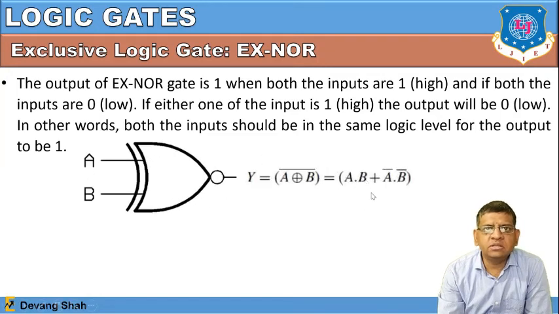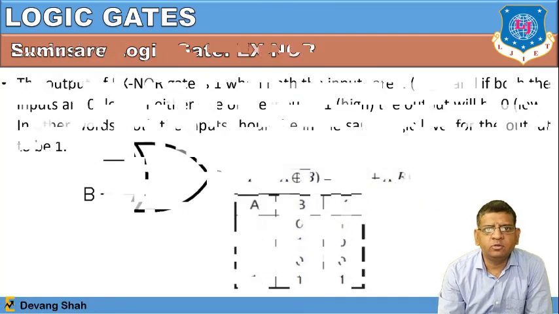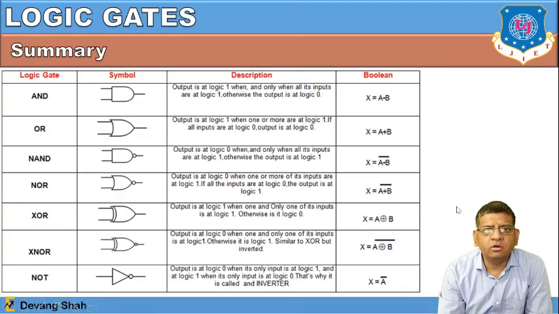This is the symbol of the XNOR gate, which has the Boolean function y is equal to a dot b plus a bar into b bar. It is the complement of the XOR gate. In the truth table, if a and b are both 0, the output is 1. If A is 0 and B is 1, the output is 0. Same way, if A is 1 and B is 0, the output is 0. And if both inputs are 1, 1, the output is 1. So based on that, we learned about all the logic gates.